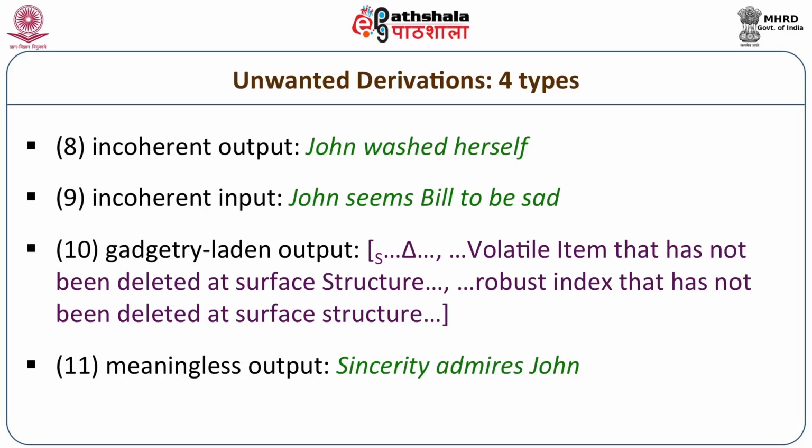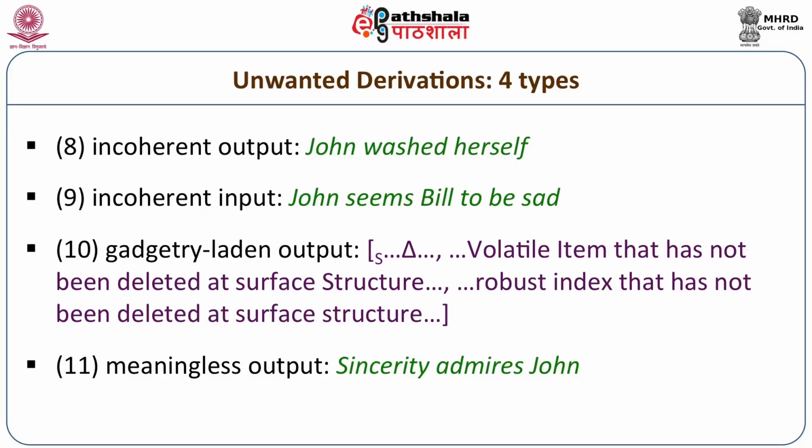There are 4 types of derivation that we want to filter out. When there is incoherent output, such as John washed herself, the reflexive herself is feminine and the antecedent noun phrase is masculine, so the two don't match, the sentence is incoherent, and we want that to crash. When the input is incoherent, for example, John seems Bill to be sad, where Bill cannot undergo raising to subject because there is a John sitting there, and Bill moving into the spot of John will cause John to be deleted non-recoverably, violating the principle of recoverability of deletion.